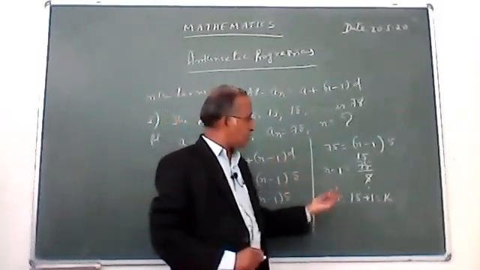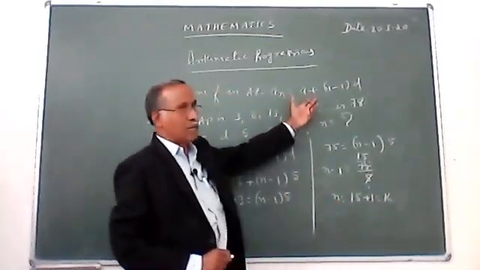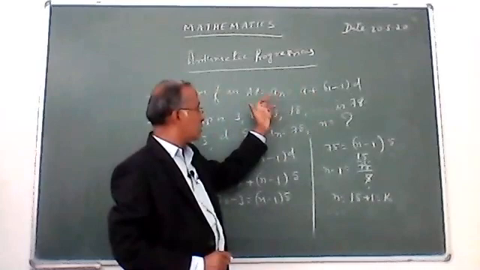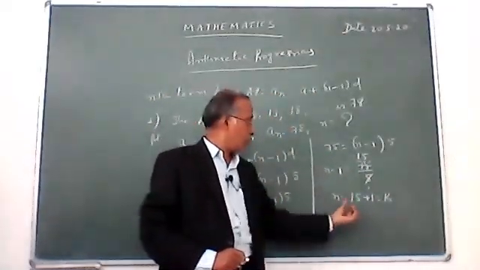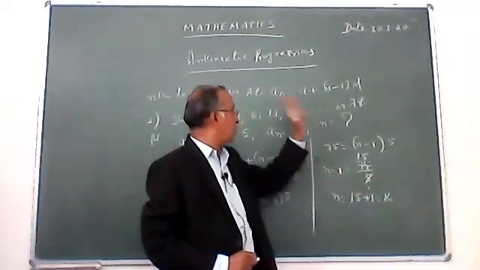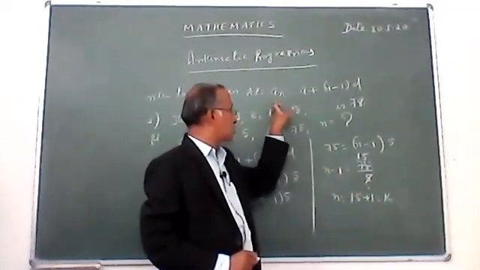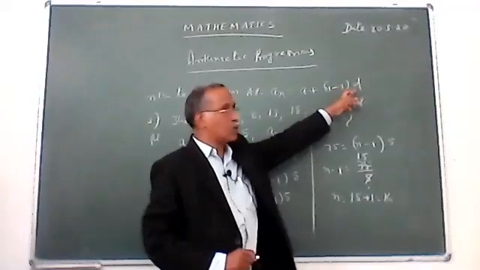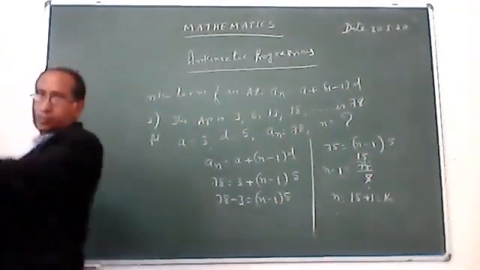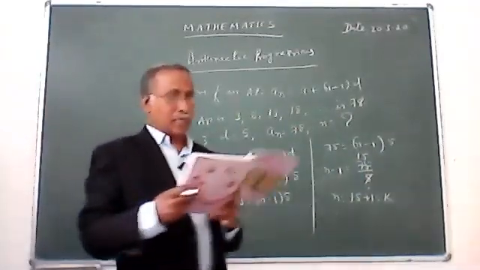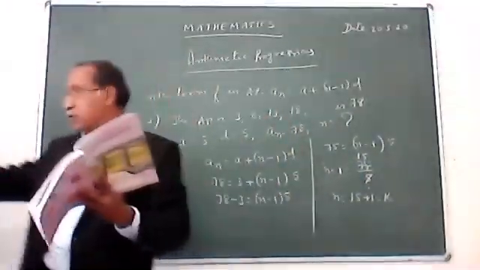If you want to verify, substitute the value of n equal to 16 here, then you can get this term as 78. Therefore, n is equal to 16. If you substitute, definitely you get a16 equal to a plus 16 minus 1 into d. You can get 78. That is the way you have to verify yourself. Now, next, let us take some more sums which are related to this.